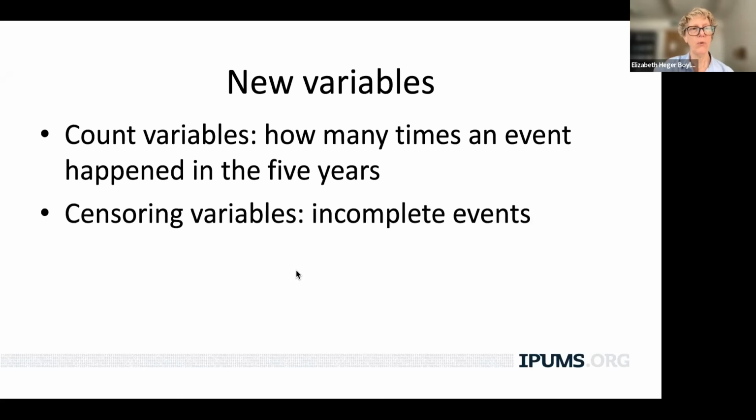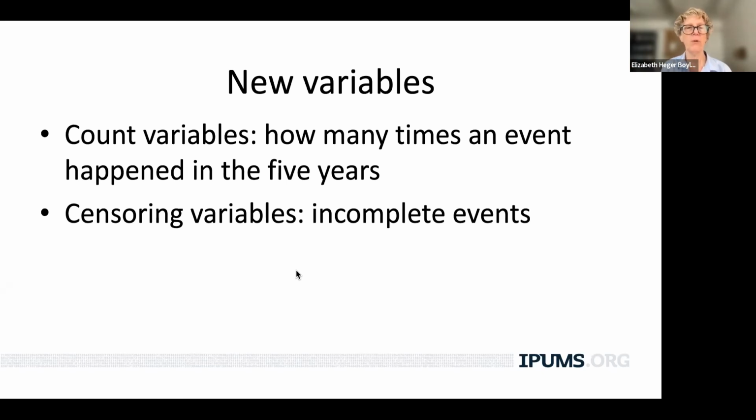We've also added censoring variables, and these represent incomplete events. For example, if you go back 60 months from the time of the interview, you might have a woman who was pregnant at that time, but her entire pregnancy isn't going to be reflected in the data. And so that's called left censoring. It's just part of a pregnancy. Likewise, the woman might be pregnant while you're interviewing her. And again, you're not going to understand the entire pregnancy at that point because only part of the pregnancy has happened. That's called right censoring.